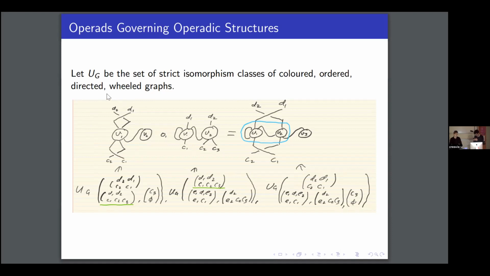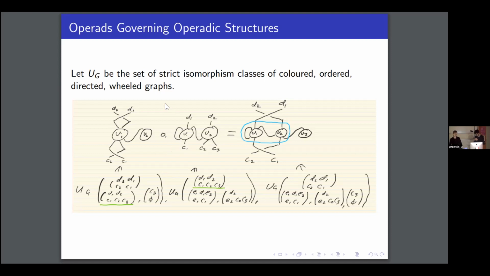Finally, we say that these graphs are wheeled if there may be directed cycles present in the graph. An example of a wheel is given in the second graph on this page. Here, in this second graph, one of the output flags of the first vertex loops back around and connects to one of the input flags, forming a wheel or a directed cycle.